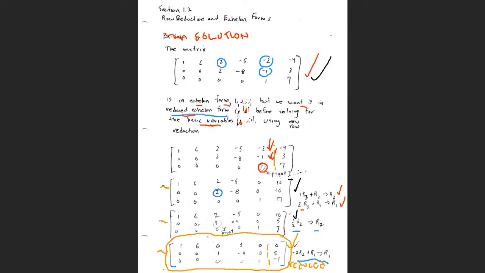So if we go to the next page, was everybody good on this so far? Are we ready to go to the next page? All right, I'll take that as a yes. We go to the next page, and here is now our system. The matrix is in reduced echelon form, and this is the associated system of equations.